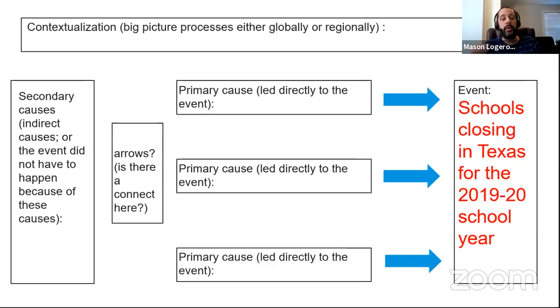All right, so what I'd like for you to do is take a couple minutes and fill in this chart thinking about school closings right now for the 2019-2020 school year. If you want to stick with Texas, great. If you want to do another state, that's fine too. But go ahead and pause the video, take about 4 or 5 minutes, trying to fill in as much of this as you can. If you're still a little confused about primary versus secondary causes, don't worry about it. I'll go over that here in a second. So ready, pause.